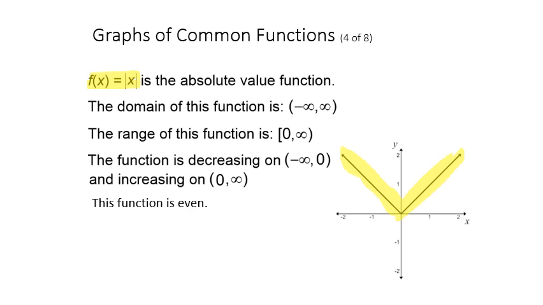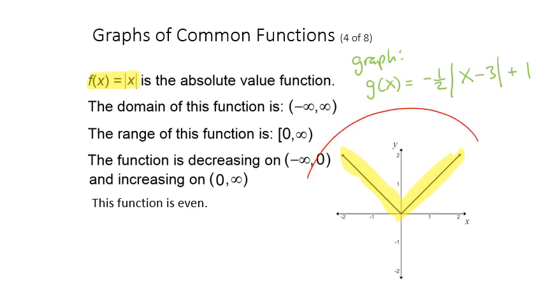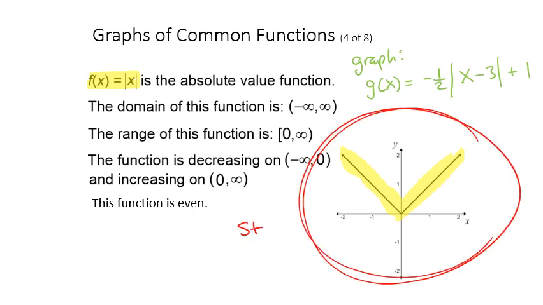So for example, the problem would be like, graph the function. Let's say you might see, graph the function g of x. Let's say g of x this time equals -1/2 times the absolute value of x minus 3, plus 1, right? This would be a more complicated version of the absolute value graph. So you would start with this. This is where you start the problem. Graph this function. This is where you would start.